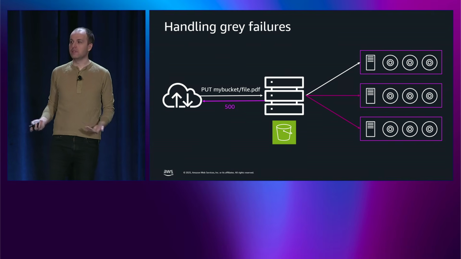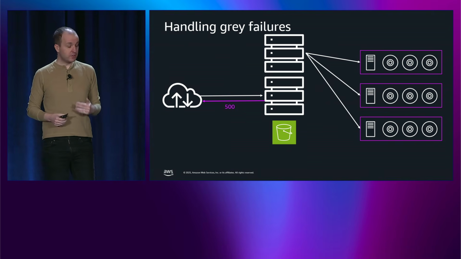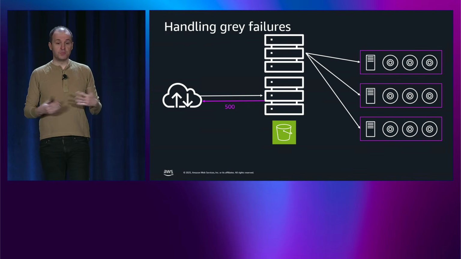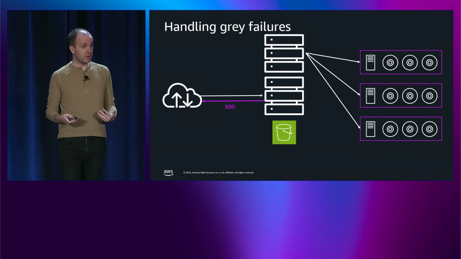What do we do about gray failures? Well, there are a few different things we can do. One really powerful technique to be resilient to gray failures is to use retries. So if a request fails, often if you can retry that request, it might go somewhere else.